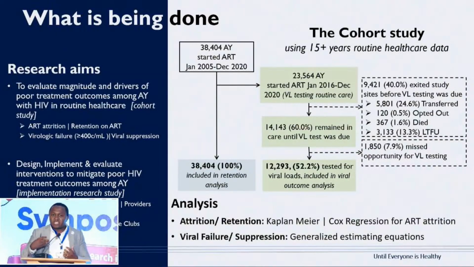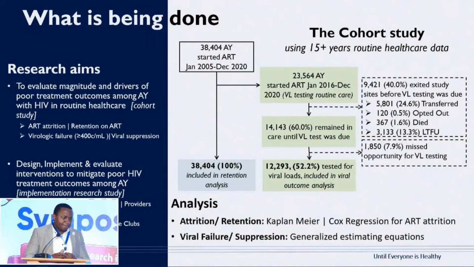which is just to say drop out of care for any reason, including death, and retention. And then the other outcome was viral suppression. For those that remain in care, how many are achieving the goal of treatment, which is to achieve viral suppression. And we use a bit higher cutoff point than the one that is used in routine program. We used the cutoff point for virologic failure of greater than 400.